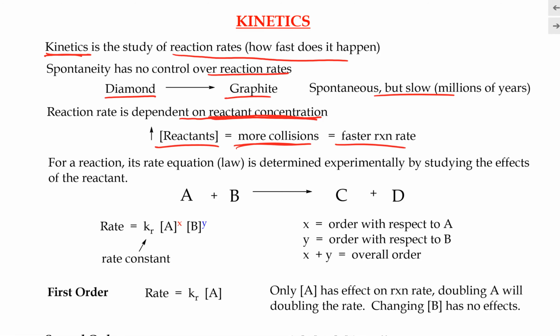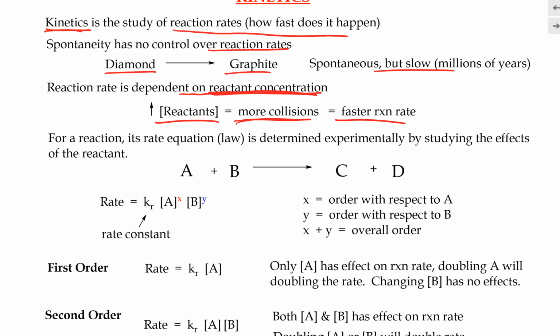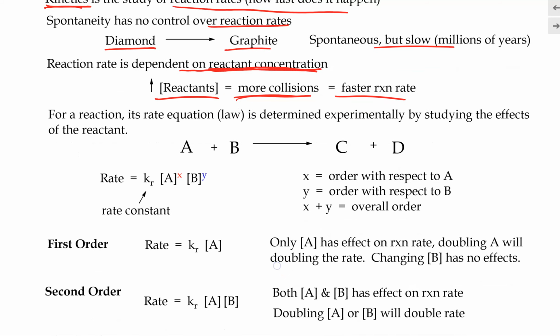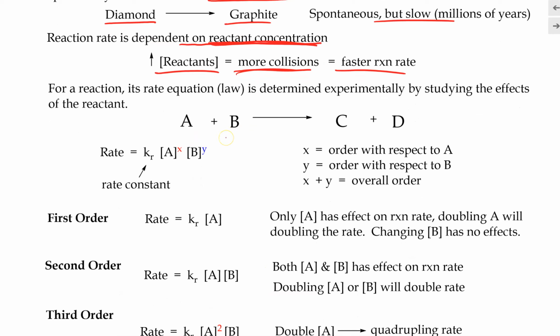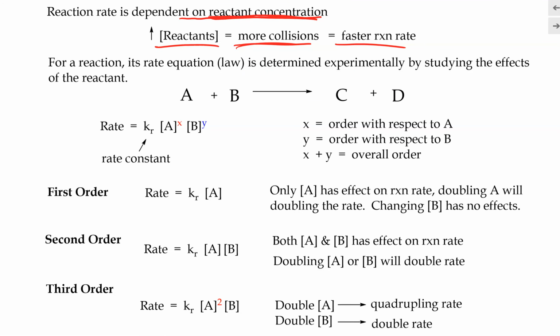And for a reaction, the rate law or the rate equation is determined experimentally by studying the effects of the reactants. Here is a generic reaction where A and B are combining to produce C and D. And the rate of this reaction can mathematically equal the rate constant multiplied by the concentration of A, multiplied by the concentration of B. Again, C and D are not part of this, because the rate of a reaction is purely dependent on the concentration of the reactants.